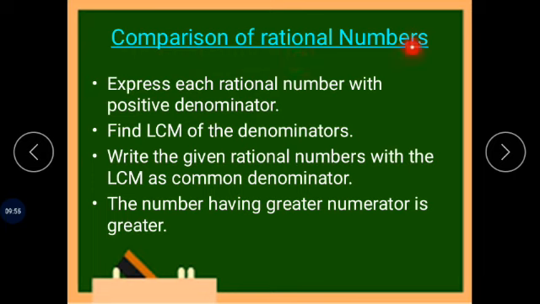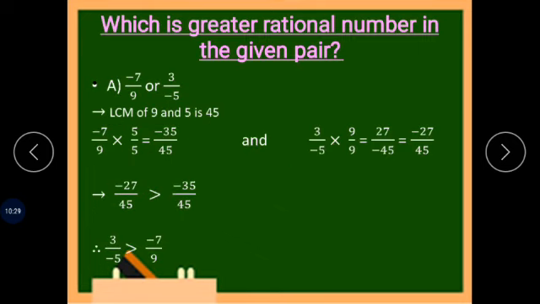Next, comparison of rational numbers. You have to compare, meaning which is the greater and which is the smaller. For this, what do you have to do? Express each rational number with a positive denominator. Find the LCM of the denominators. Write the given rational numbers with the LCM as common denominator, and the number having the greater numerator is the greater. So here we will see the example.